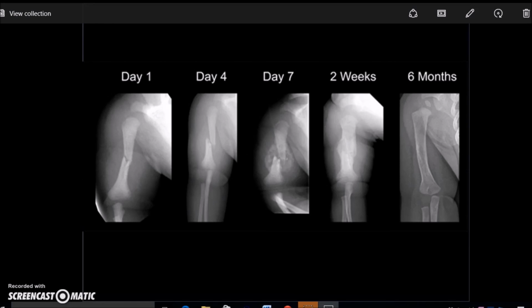By 2 weeks we can see that the angulation is starting to correct itself and the callus is becoming more and more formed. And by 6 months the fracture's almost gone. Slight bowing of the bone, but that will disappear with time and normal use. So I just thought that was an interesting example of how well some tissues are able to regenerate, and some tissues can heal fully. Liver cells can regenerate fully, but some cells cannot.